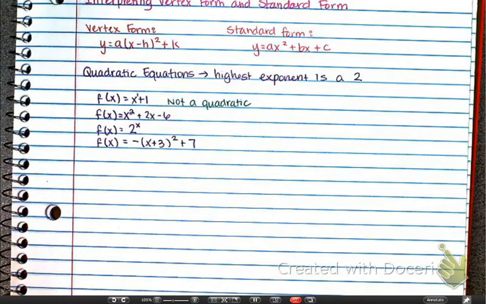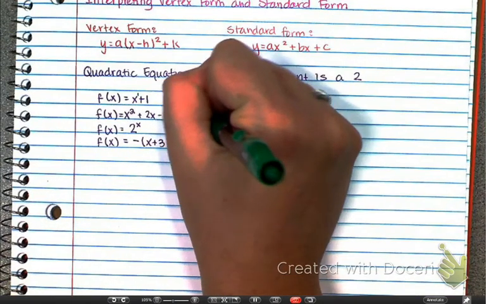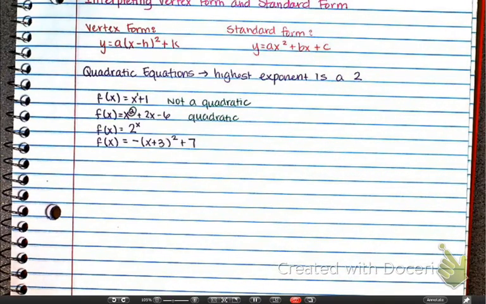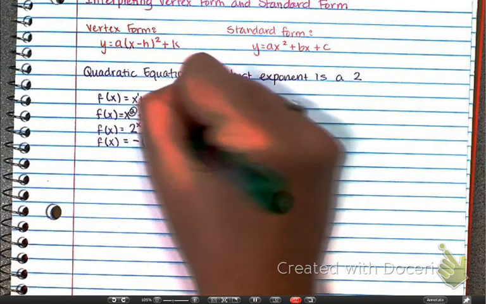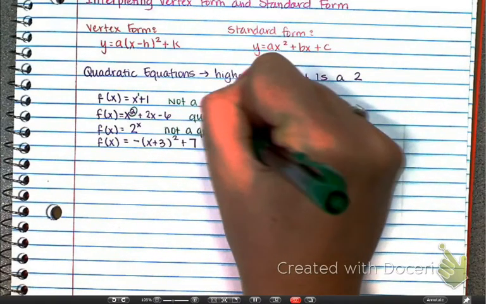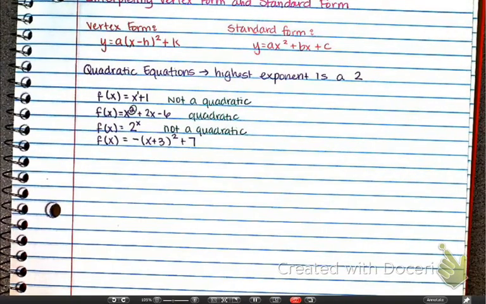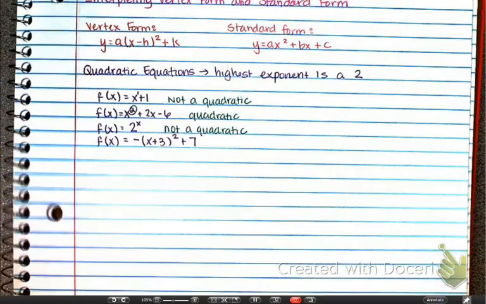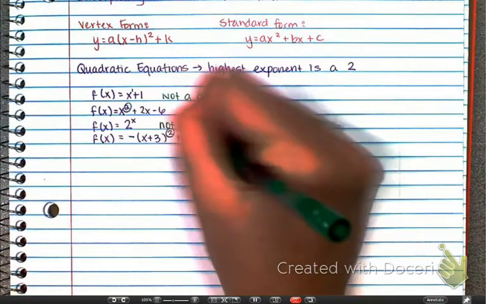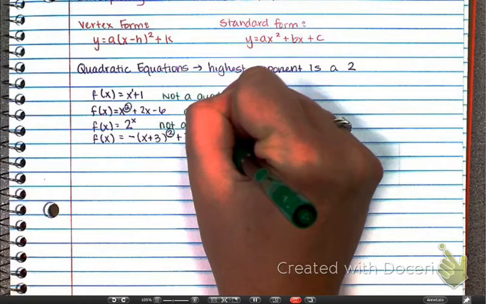What about f of x equals x squared plus 2x minus 6? That is a quadratic. What about f of x equals 2 to the x? Okay, so it's not a quadratic. It's actually known as an exponential function, which you will learn about next year. And then what about the last one? It is a quadratic.